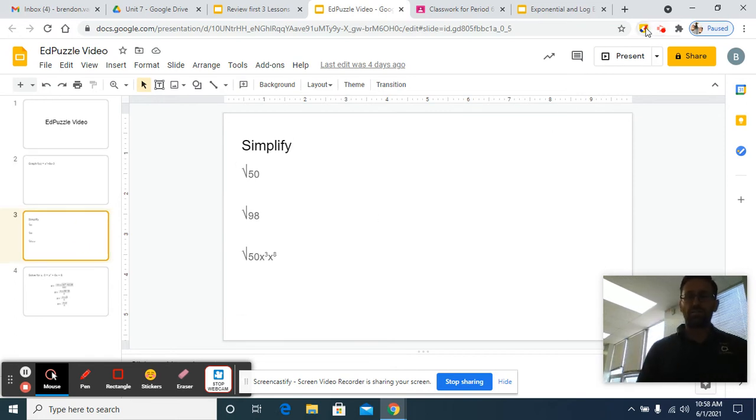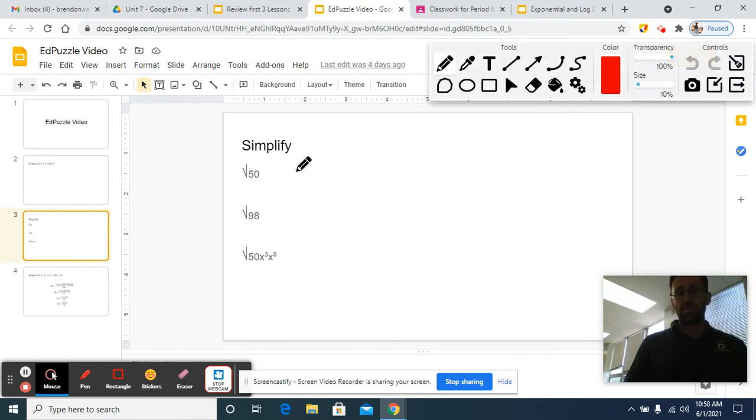All right, simplifying square roots. What times what is 50? That's a perfect square. It's 25 times 2. So that's 5 radical 2. What's a perfect square here? It's 49 times 2. So the answer to this one would be 7 radical 2.